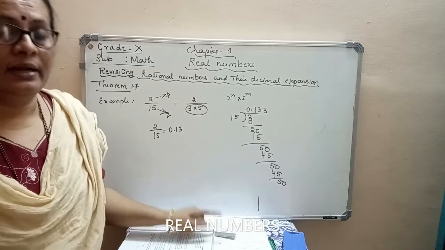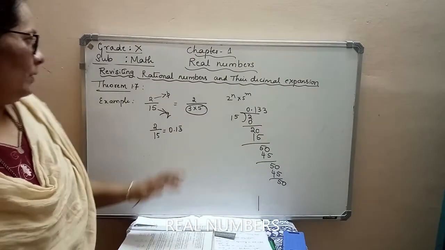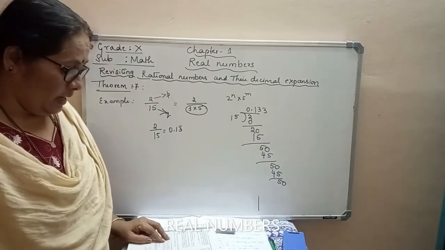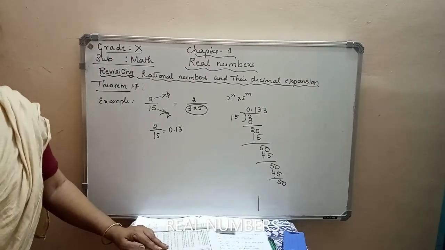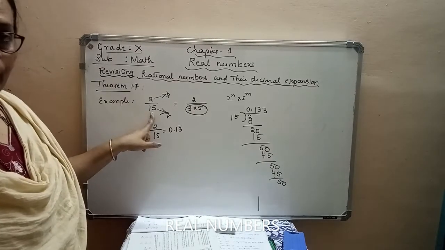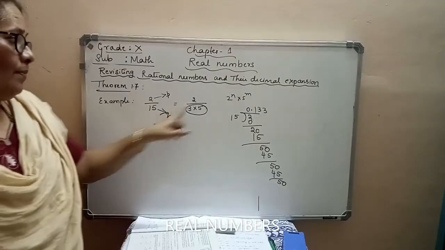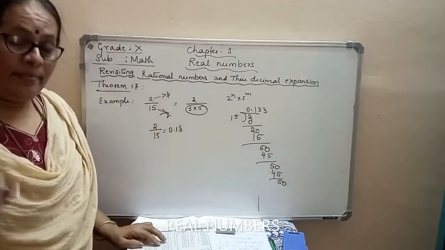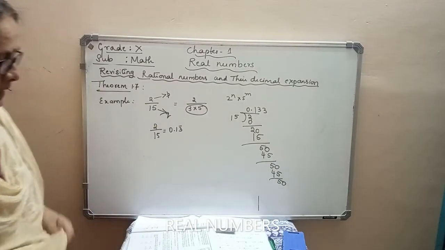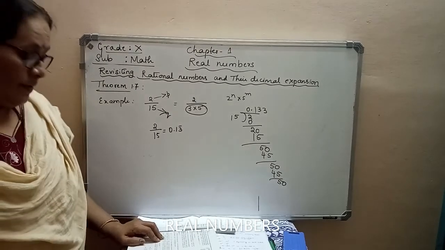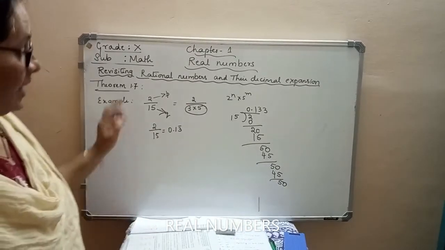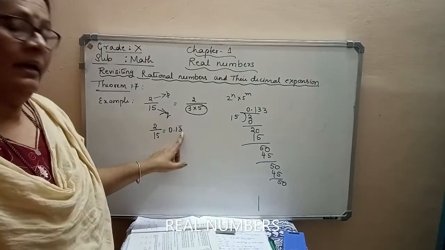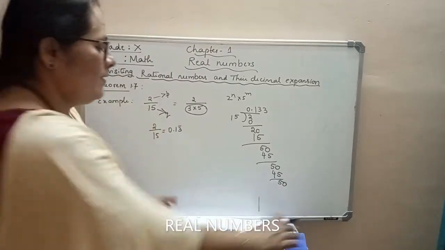So theorem 1.7 says that if x equals p by q is a rational number such that the prime factorization of q is not of the form 2 to the power n into 5 to the power m, where m and n are non-negative integers, then x has a decimal expansion which is non-terminating repeating decimal expansion. We'll take one more example.